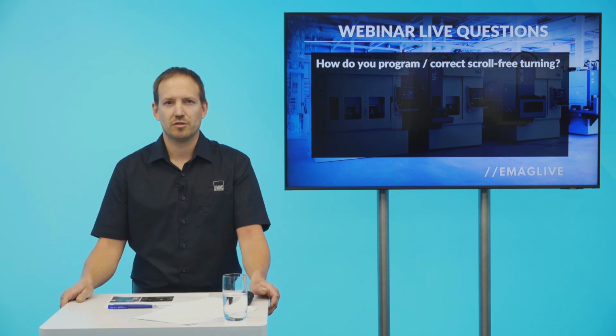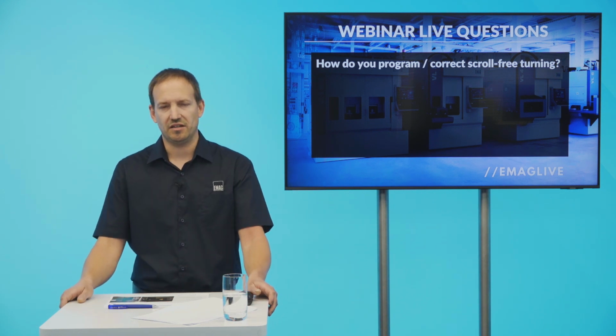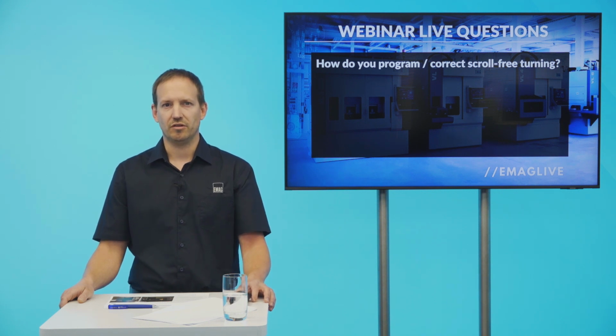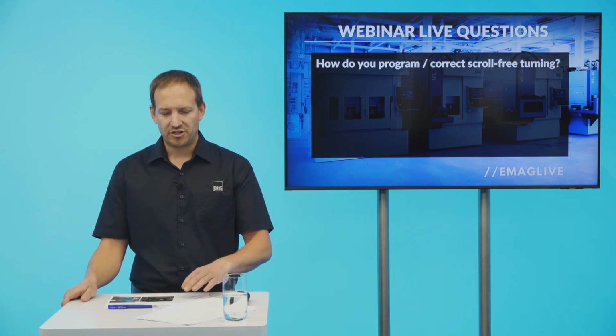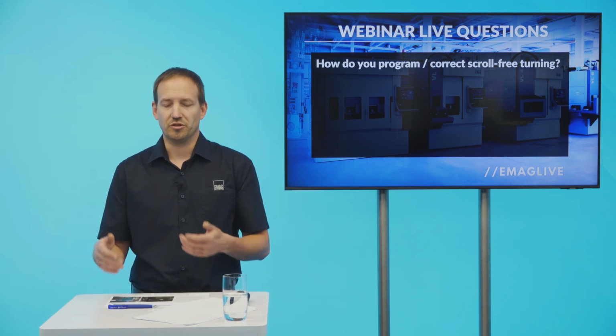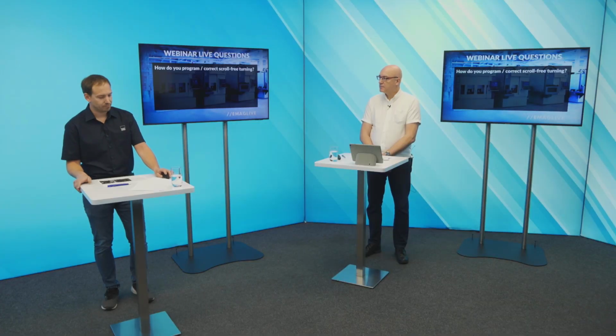Correction is also possible. This is nearly the same as with the conventional turning process. You can do a correction on the length of the tool or in the cone direction, and you can use it in the EMAG correction as an EMAG feature correction live during the process. Okay, thank you.